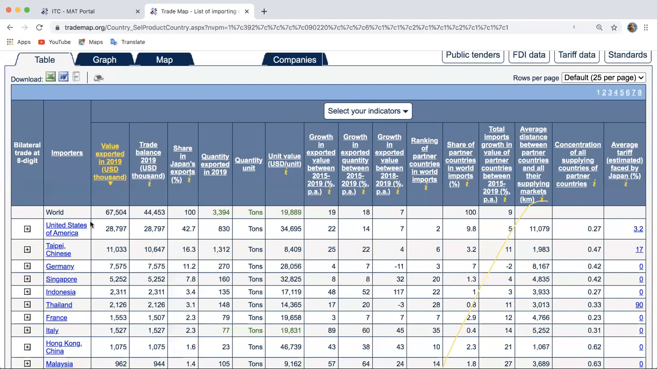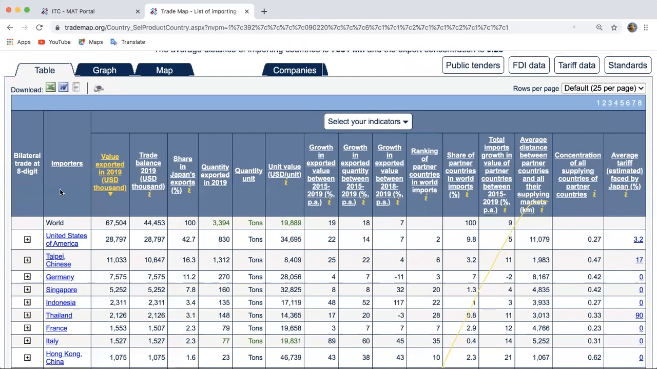And here we see a similar table again, but with some extra trade indicators. But the idea behind it is the same. We see the list of importers, ranked according to how big importers from Japan they are. So the US is the largest importer of Japanese green tea. Chinese Taipei is the second largest, Germany third, Singapore, Indonesia, etc.